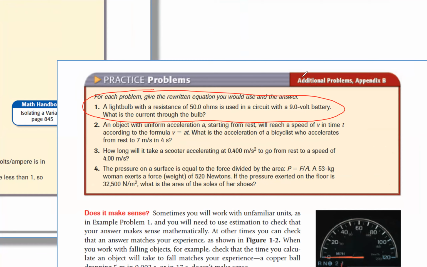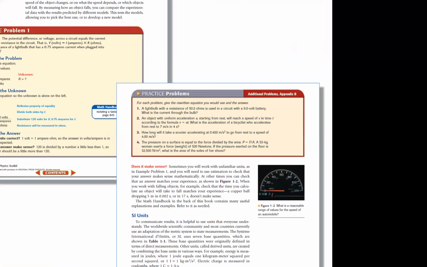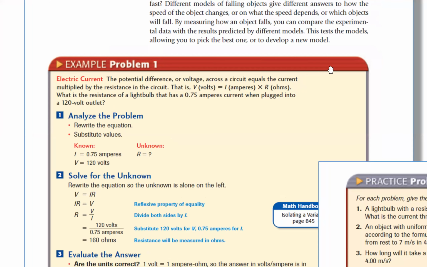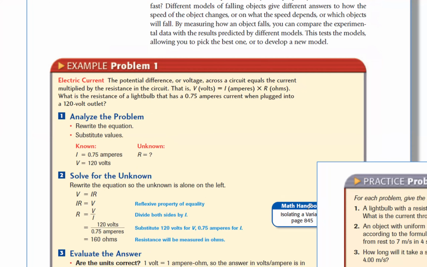Most of you have not had my engineering class, so you don't know the equation to use. If you haven't had my engineering or electronics class, you're not going to know the right equation unless you read the book. If you read the book, it'll tell you. Look here at example problem number 1. They give you the equation to use. So even if you don't know what a volt, an ampere, or an ohm is, you don't need to. They give you the equation right there.